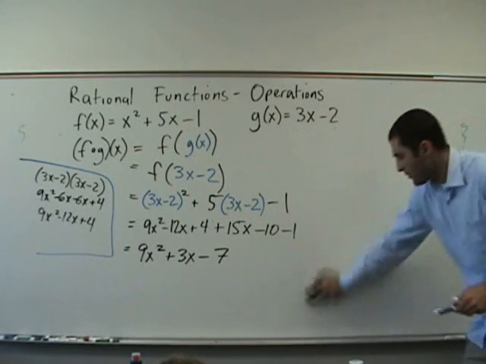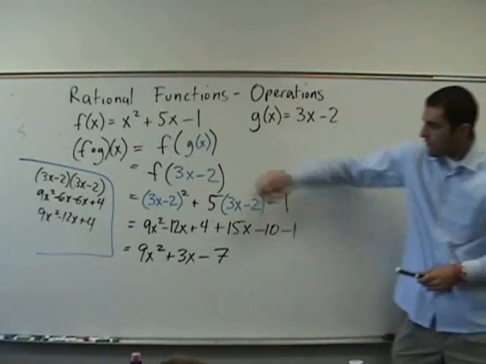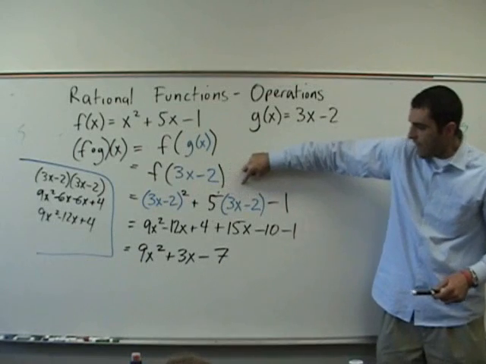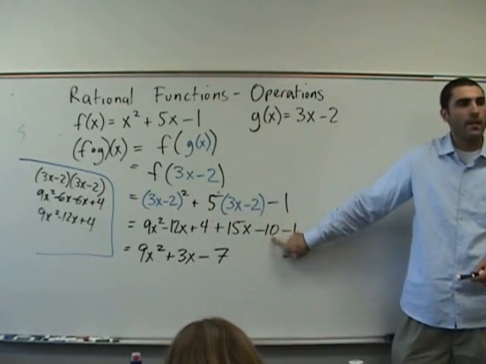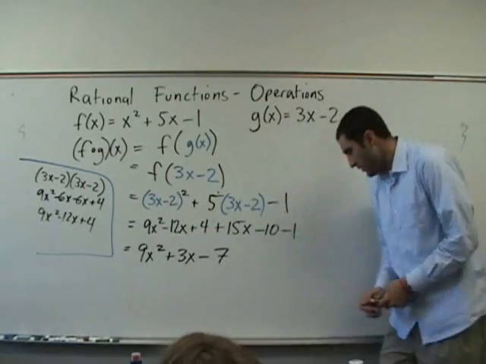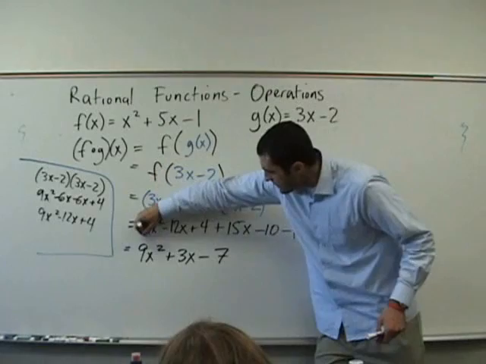How'd you get the 15x minus 10 minus 1? 5 times 3x is 15x, and then 5 times negative 2 is minus 10. But first you do the FOIL, and then you do that. This is the FOIL. We'll underline in red. It's the same. This red is the same as this.